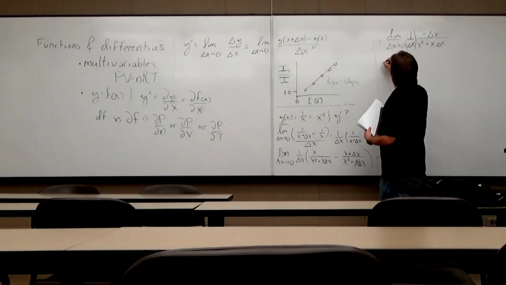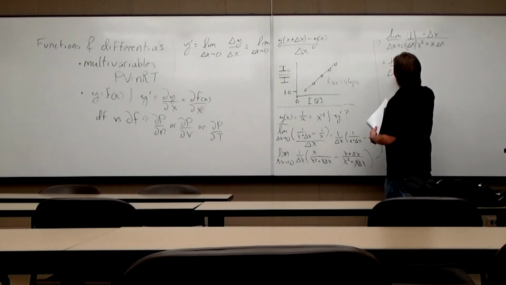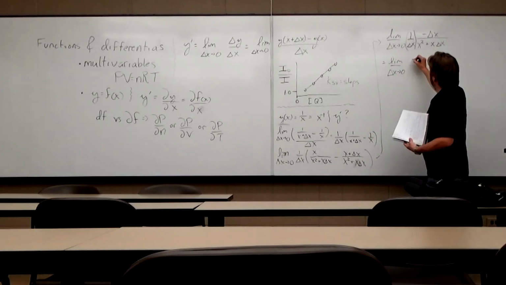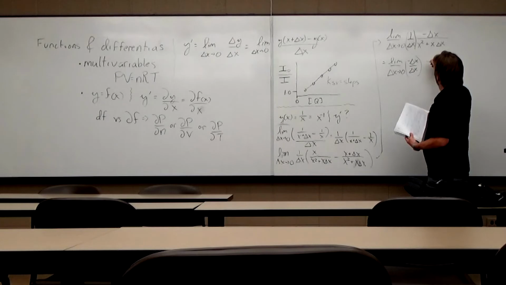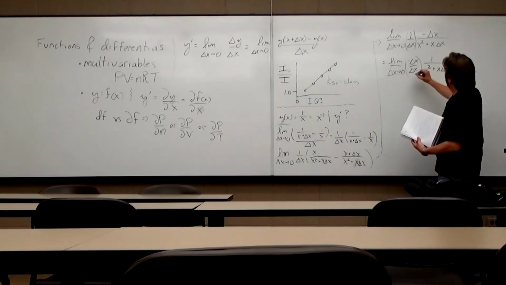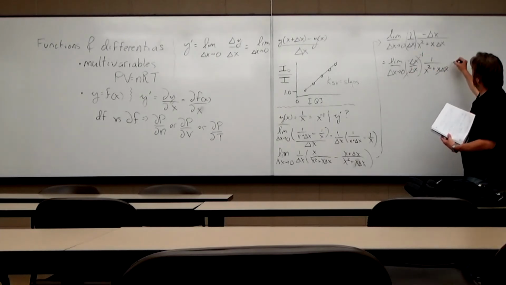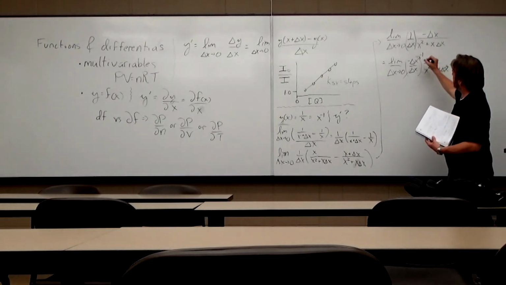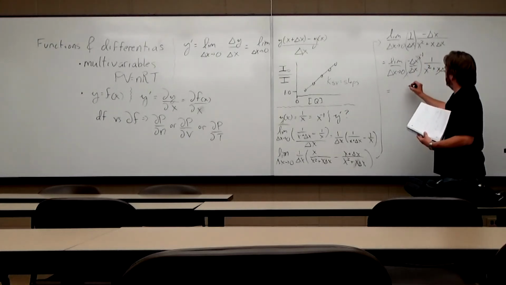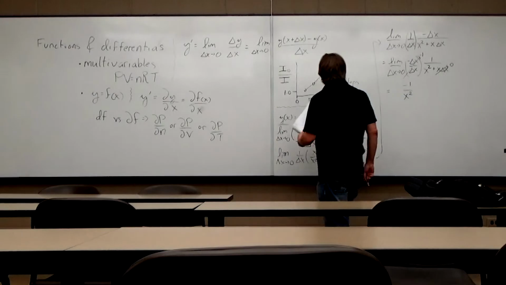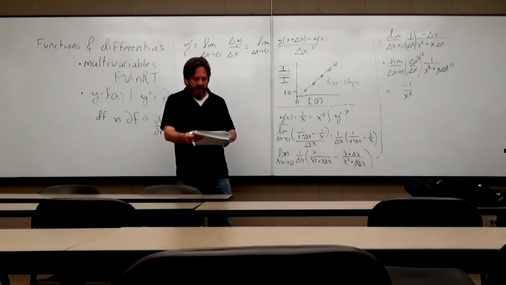Okay, so this ends up being the limit as delta x goes to 0 of delta x minus delta x over delta x, which is minus 1, times 1 over x squared plus x delta x. Okay, so that goes to minus 1. That goes to 0. Sorry, this is a little hard to see. I've applied the limit, so I've got minus 1 over x squared. So there you go, and that's exactly correct.